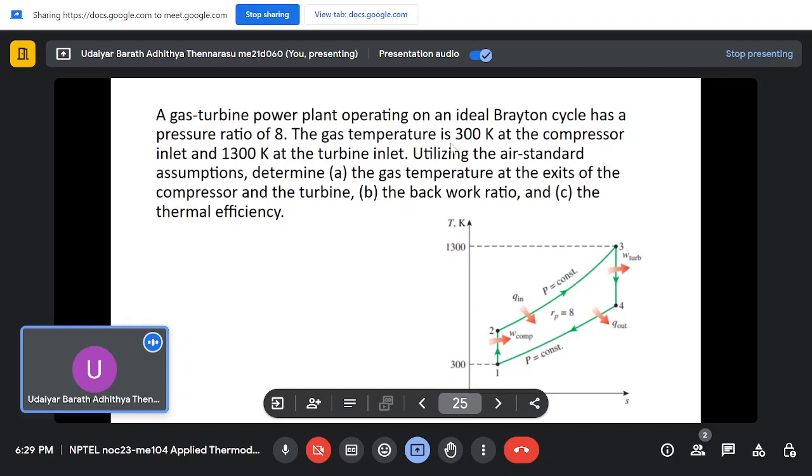So that pressure ratio is known. And then the gas temperature at the inlet of the compressor. The inlet of the compressor is state 1, so we know the temperature of state 1 is 300, and 1300 Kelvin at the turbine inlet. The turbine inlet is state 3, after heat addition, so that is 1300. So we know the maximum and minimum temperature for the cycle, and we also know the pressure ratio. Next we need to find the gas temperature at the exit of each of the points, and then the back work ratio and thermal efficiency.